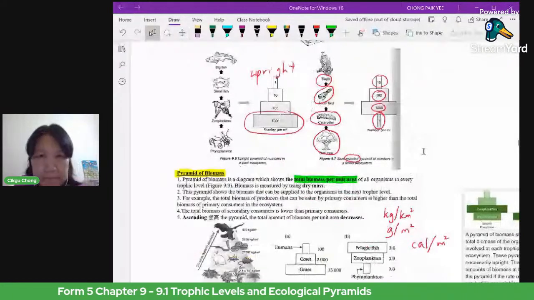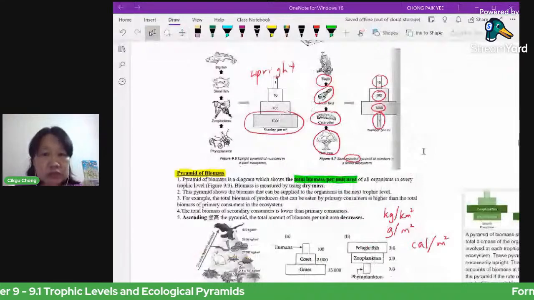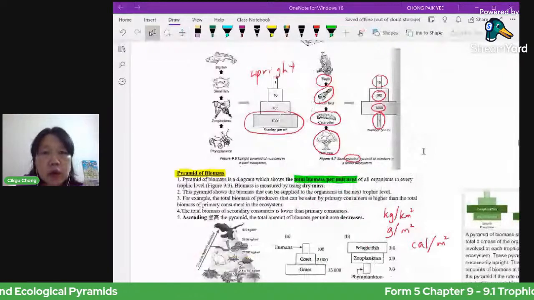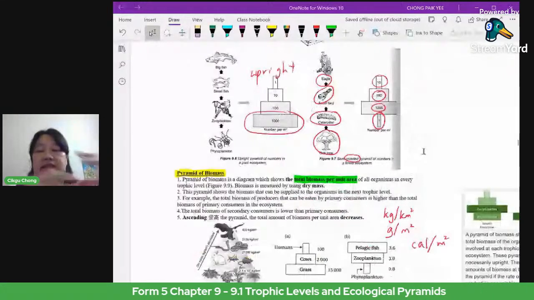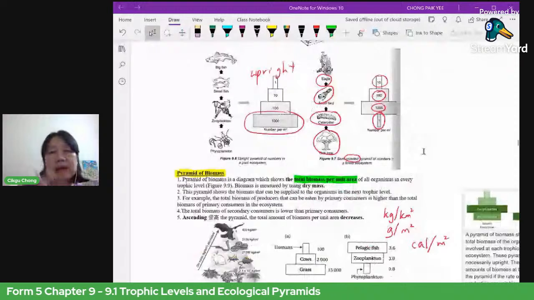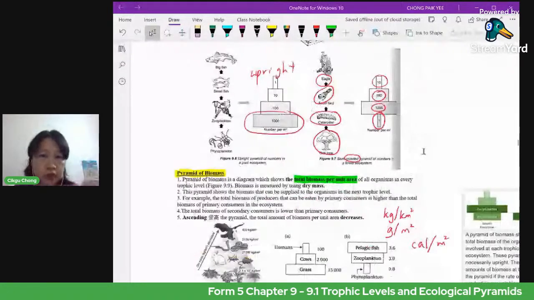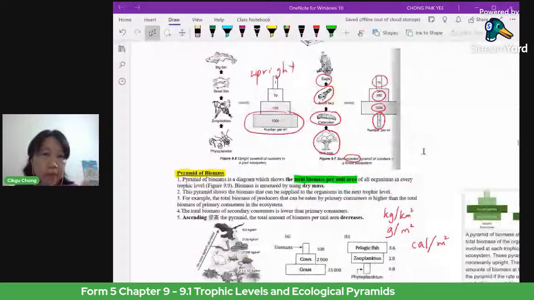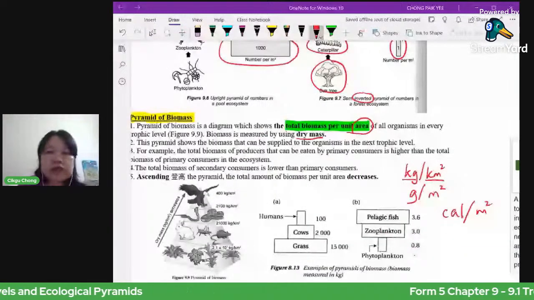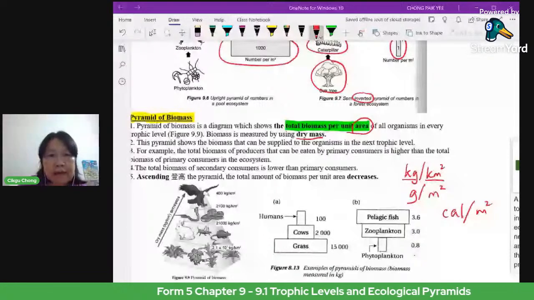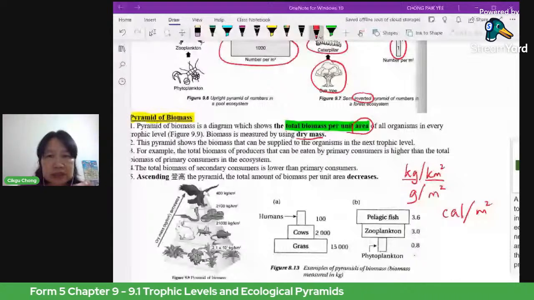But for biomass, usually we use this unit. Usually it is kilogram per kilometer square. That means it is the amount of biomass per unit area. So it's per kilometer square, or maybe you can use gram per meter square. This is the unit for the pyramid of biomass, okay? Or calories per meter square. So it has to do with the area as well. So this biomass shows the amount of tissue that can be made available to the next level.